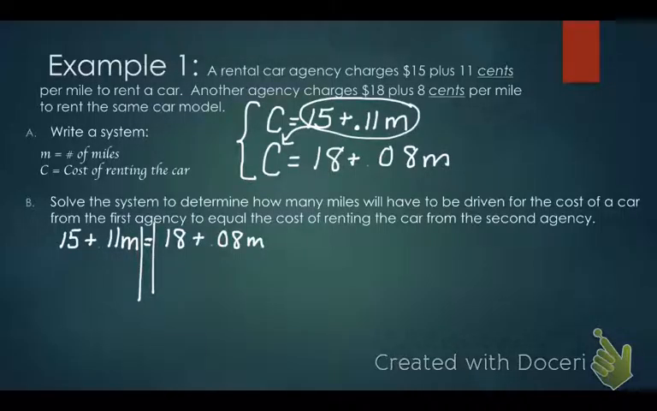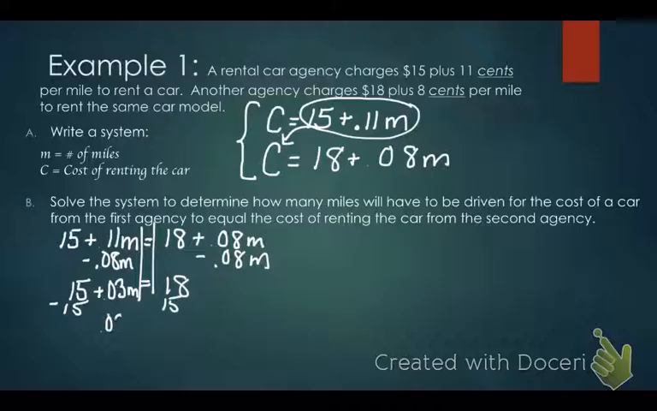I'm going to get my variables on one side by subtracting 0.08 m from each side, which gives me 15 plus 0.03 m equals 18. So I subtract 15 from each side and I get 0.03 m equals 3. Then I divide each side by 0.03 to get the answer of m equals 100.